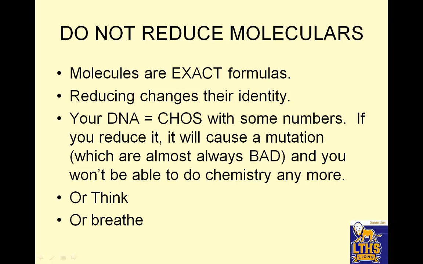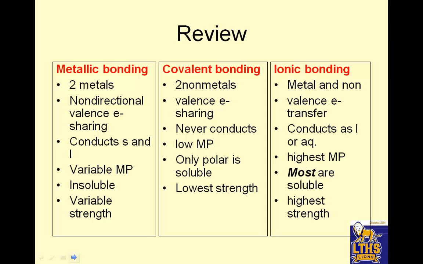Your DNA is really long with some numbers. So maybe like C300, H950, O71, S43. But if you reduce that, of course, that's not reducible. If you reduce it, it will cause a mutation because it would think that it would be simpler. And you won't be able to do chemistry anymore. Or think. Or breathe. Or go on Snowball that most of you are doing right now.